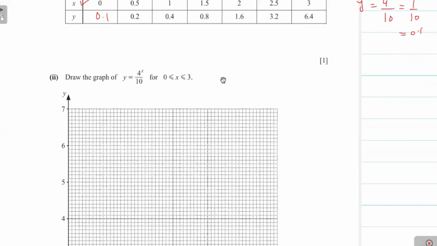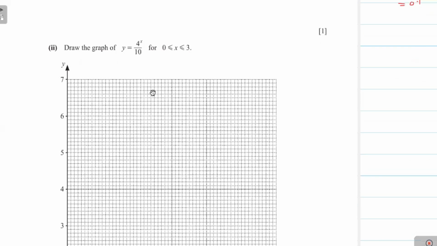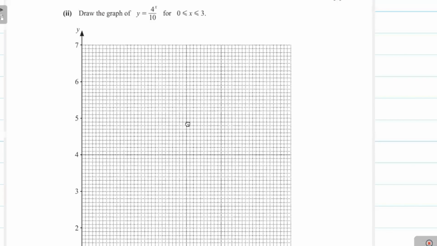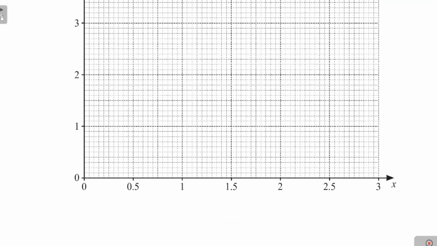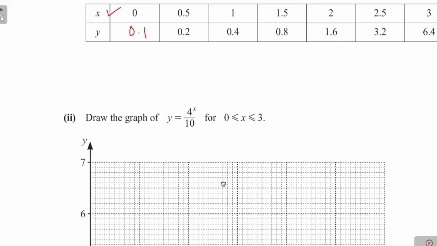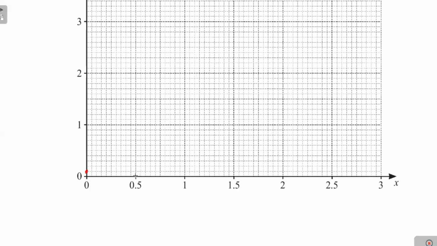Second part: draw the graph for y equal to 4 power x over 10 for x equal to 0 to 3. Now firstly we mark the point (0, 0.1). The first point will be (0, 0.1), and this is the position of 0.1. And next here is the point (0.5, 0.2). Now you see here this is (0.5, 0.2), and this will be the point.